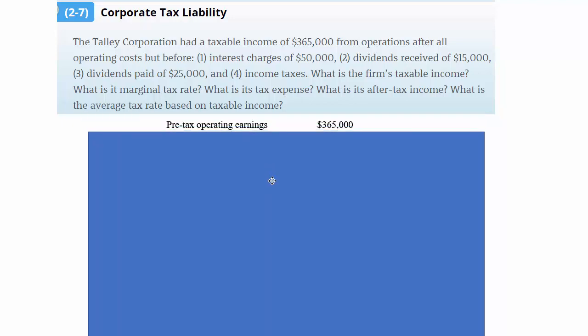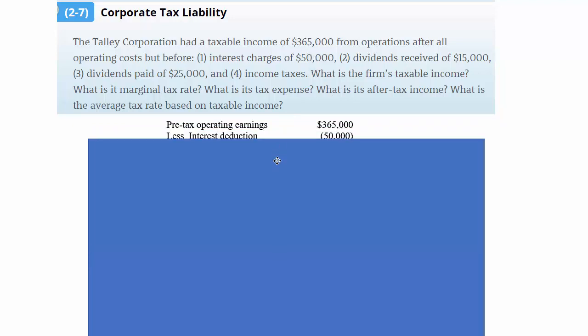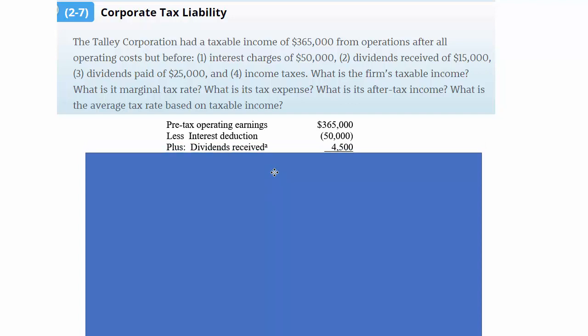All right, they give us pre-tax operating earnings of $365,000. That's given there. And then we're going to subtract out the interest deduction of $50,000, right? The interest charges of $50,000, because that is a tax deductible item. But then we have to add back dividends received. Well, why do we only have $4,500?